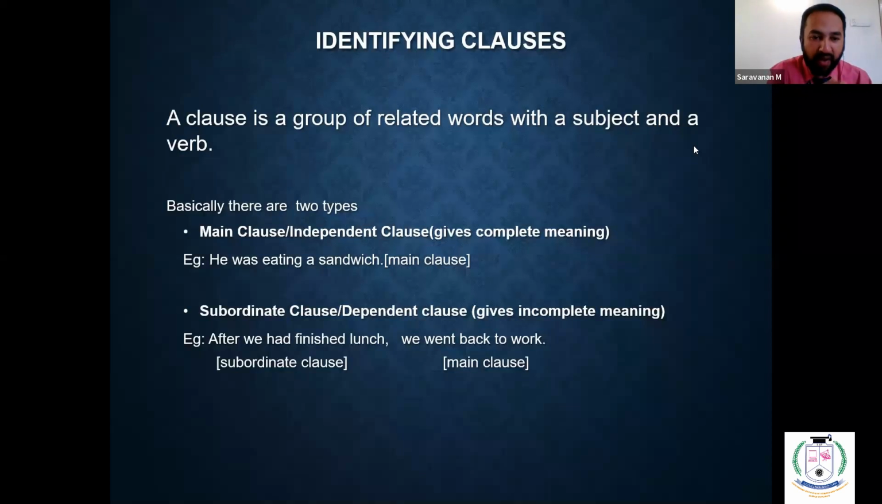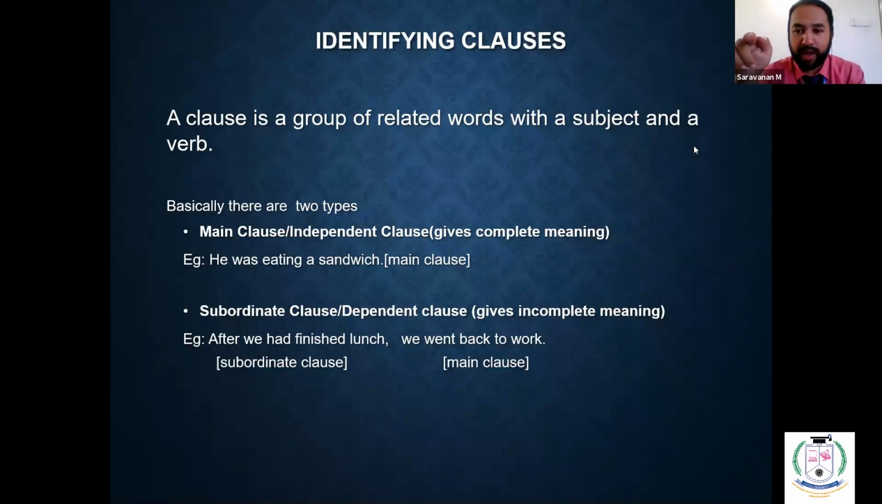See that? Subordinate clause, as I have already told you, is the dependent clause. See here: After we had finished lunch, we went back to work. We went back to work is a main clause, and it gives full meaning. It can stand on its own. Subject, verb, object, complete. Over here, the subordinate clause is: after we had finished lunch.